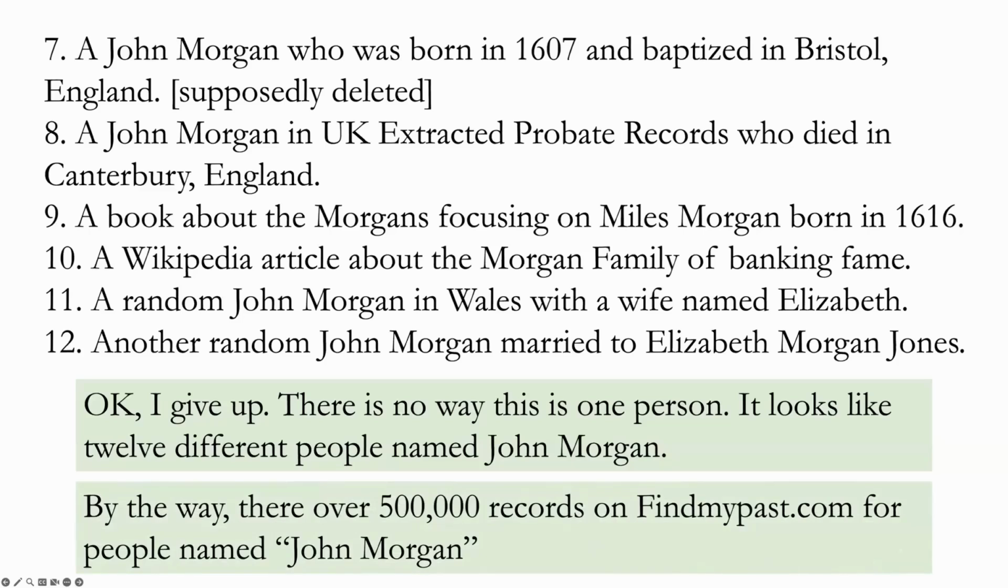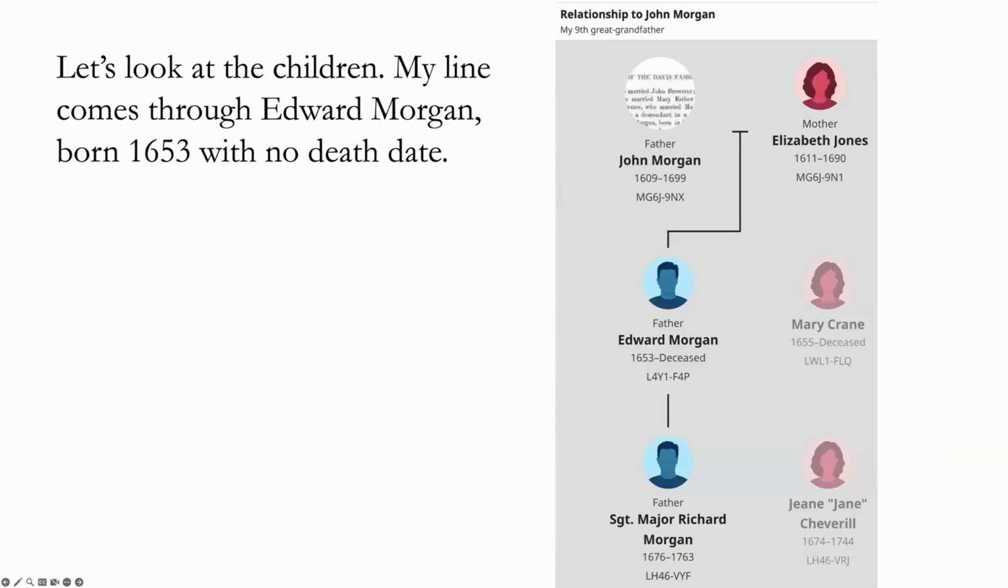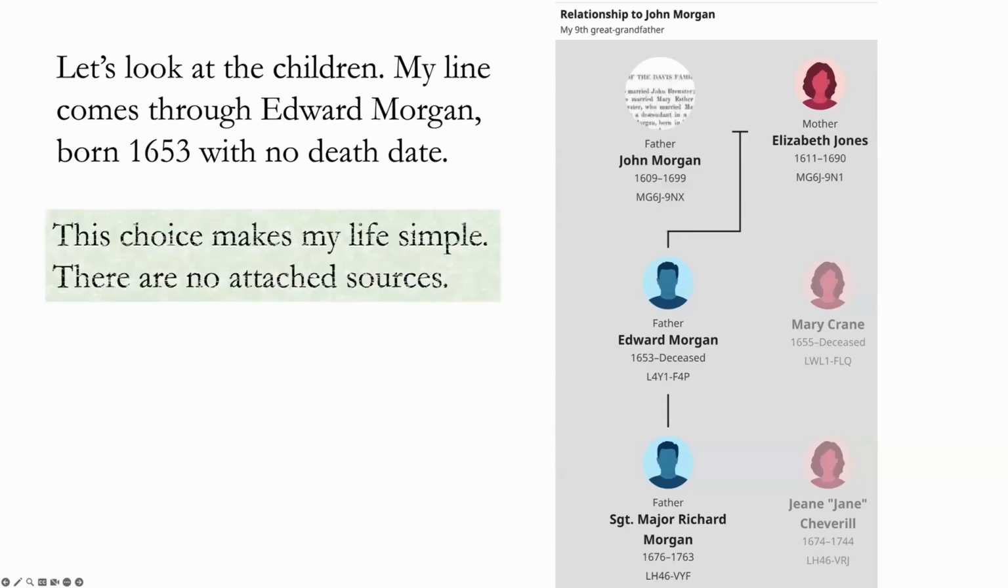And there are over 500,000 records on Find My Past for the people named John Morgan. So there's a lot to go through if you want to try to winnow it down. So now let's look at the children. My line comes through Edward Morgan, born in 1653, and has no death date. He's supposedly married to Mary Crane, and so we want to look and see what is. And this choice makes my life tremendously more simple because there are no attached records, sources, anything to Edward Morgan.